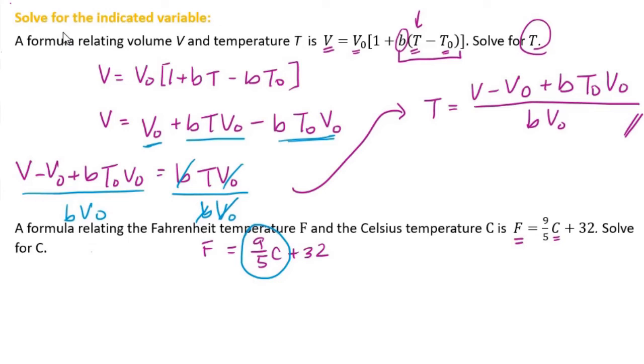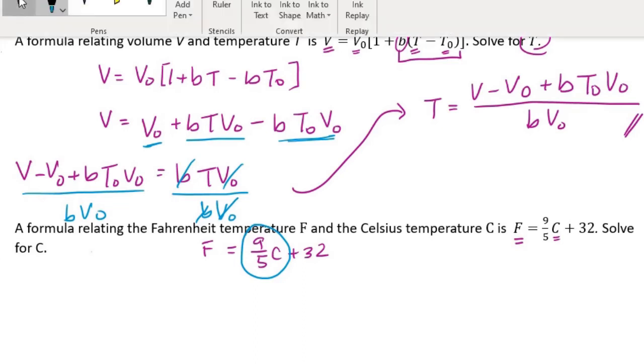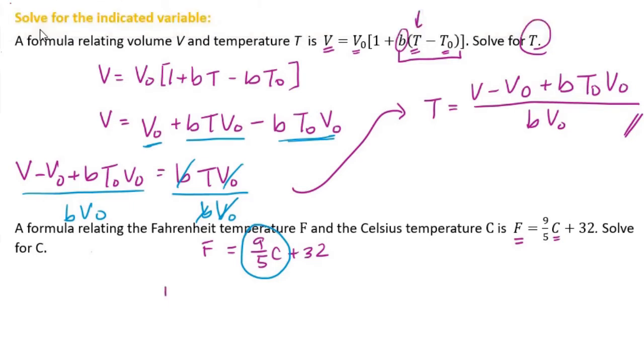Maybe try it by multiplying everything through by 5 first, and we'll see if we end up in the same place. But I'm going to skip my own advice just this once. I'm going to subtract 32 from both sides to isolate the term that C is in. So I have F minus 32 is equal to 9/5 C.